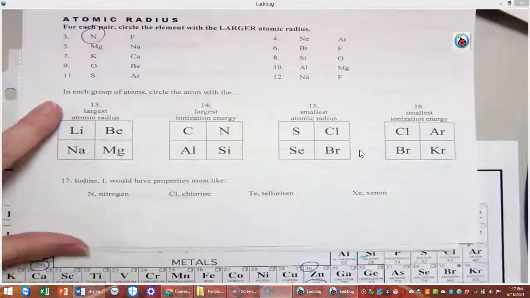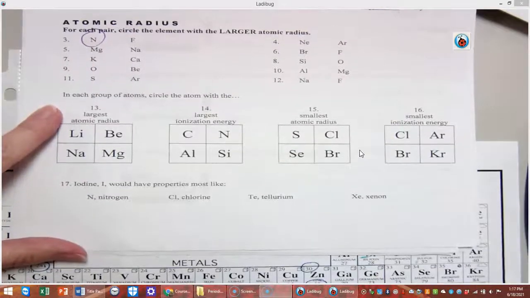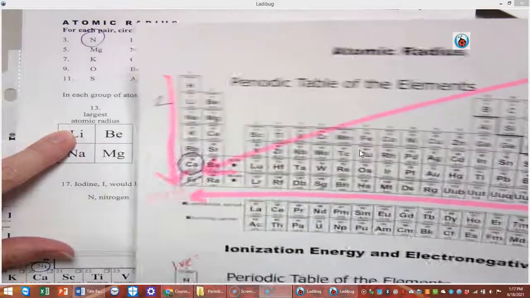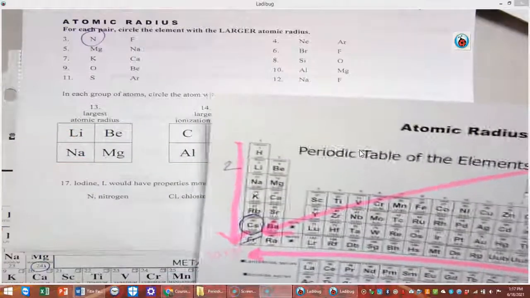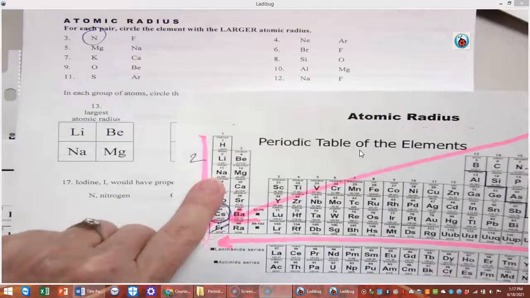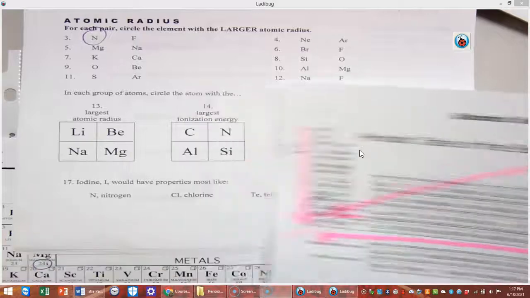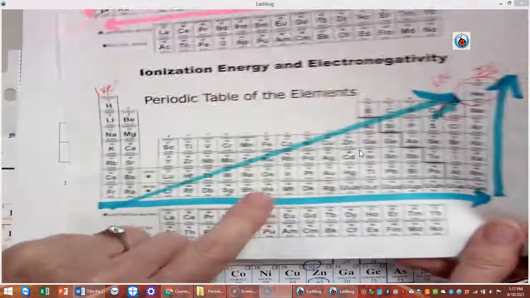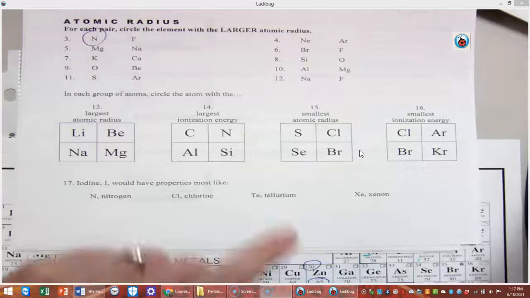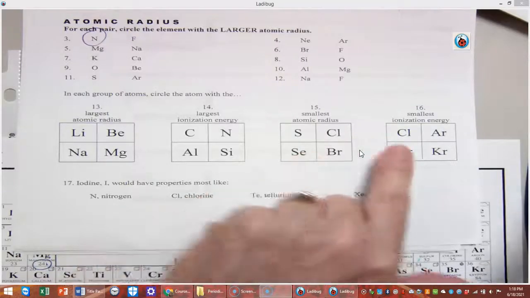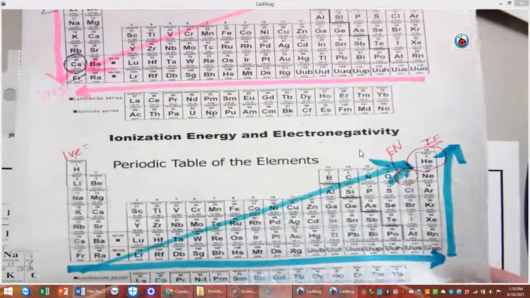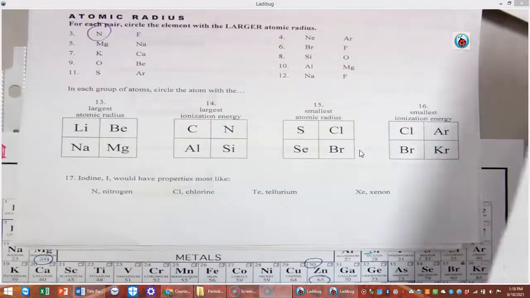Same thing here for each group of atoms. Circle the atom with the largest atomic radius. So you're going to get on here and compare those 4 elements right here. Who has the larger atomic radius? 14 is the largest ionization energy, so you'll be using this one. Smallest atomic radius and smallest ionization energy. So you're just going to look at this table and compare those. There's a bunch of questions like that on your test.